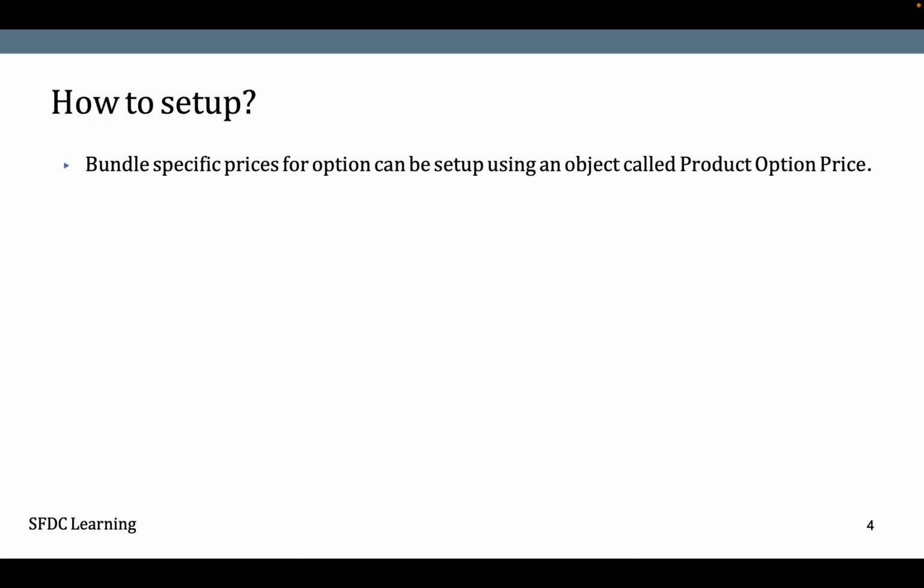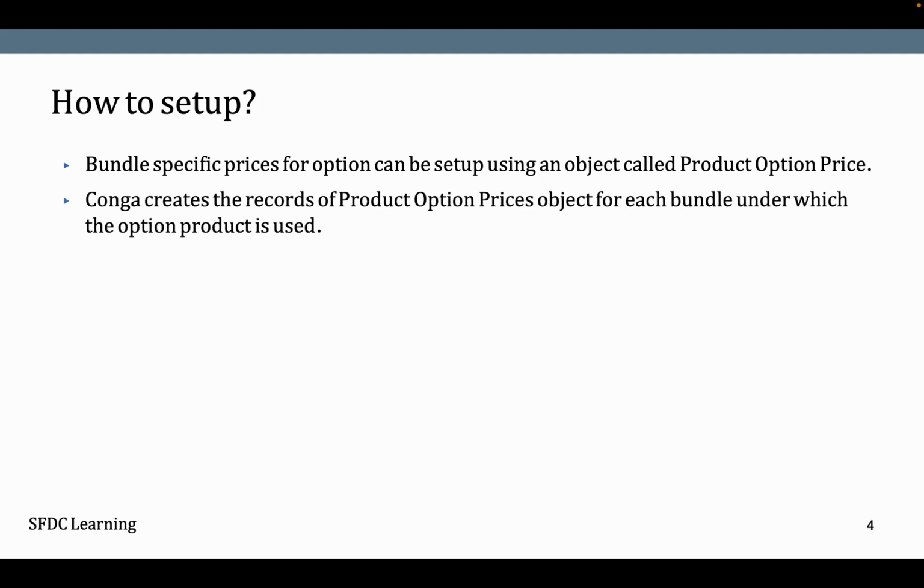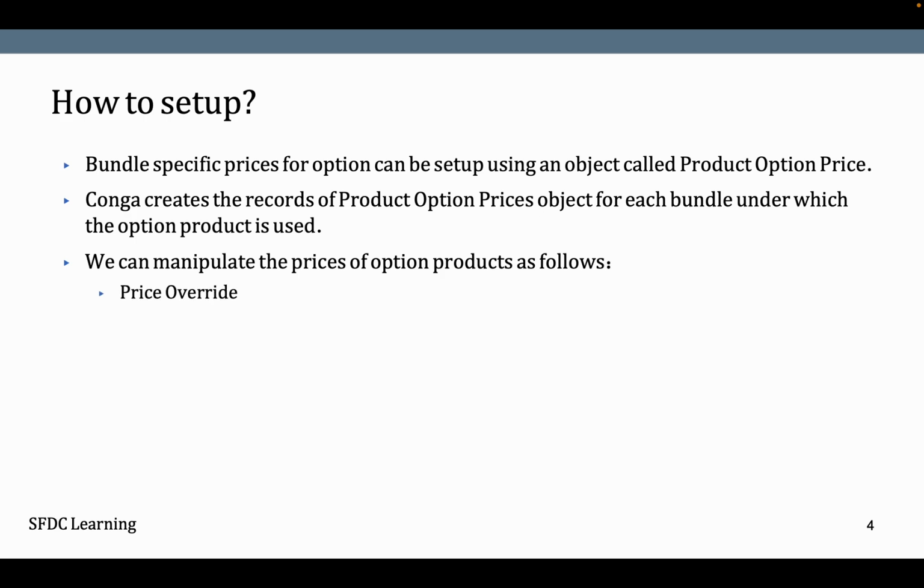Bundle specific pricing for options can be set up using an object called product option price. Conga itself provides an object called product option prices, and it creates the records of product option prices for each option for each bundle. We can manipulate the prices of the option product as follows. You have a bundle, under that you have an option, and these are the ways you can manipulate.